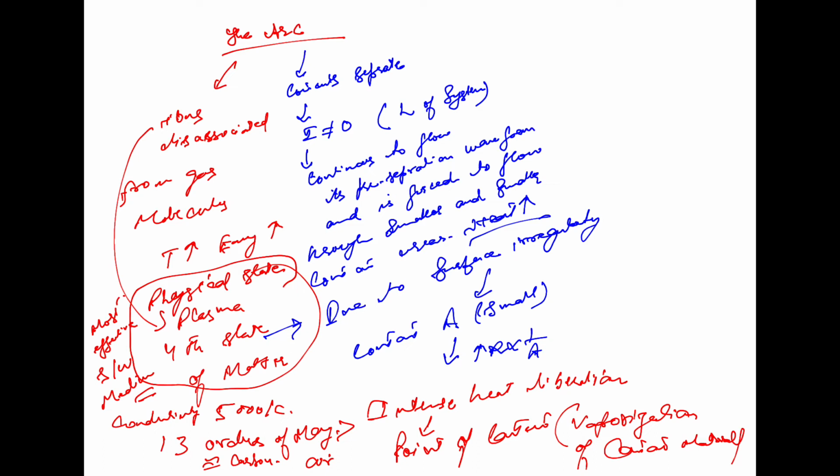Now, once the arc has been initiated by the separation of the contacts in the circuit breaker, the high temperature which is needed to sustain the arc is provided by the current which is flowing through the arc.